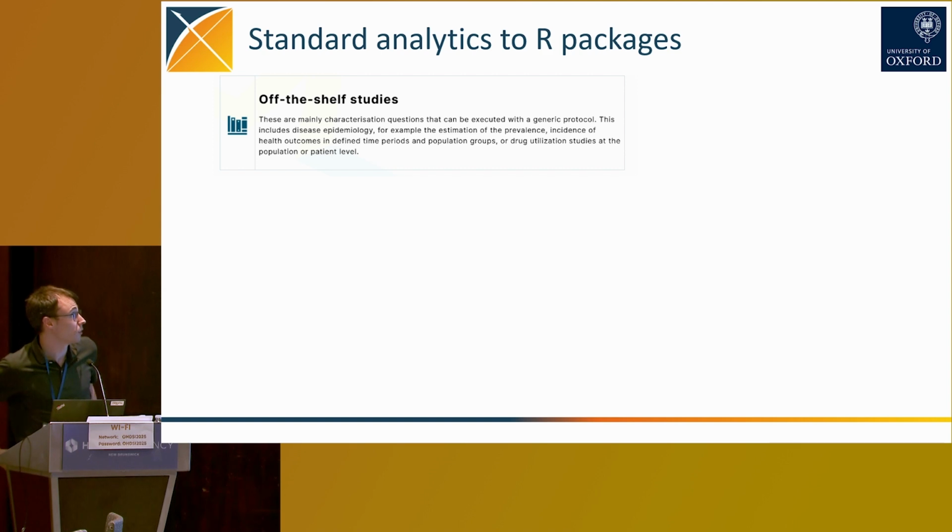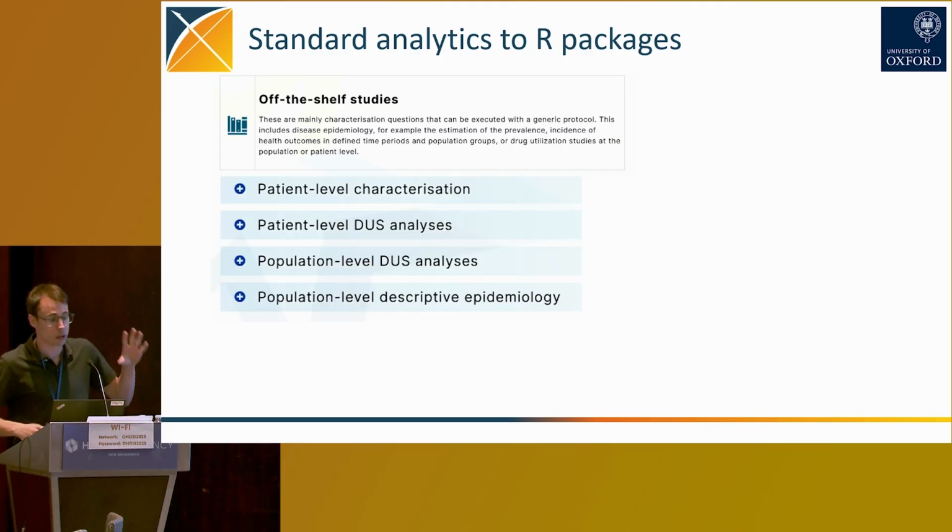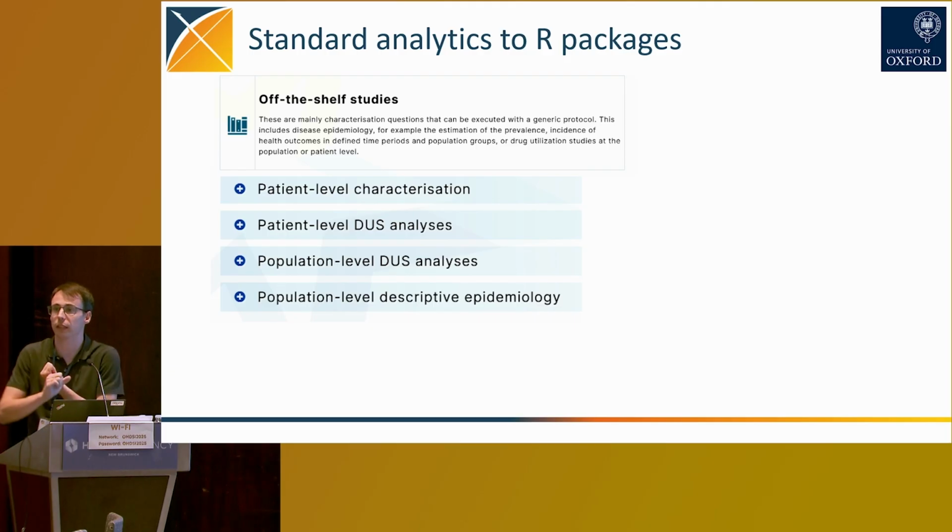what do we do in these off-the-shelf studies? As I was saying, they are studies that have been tabulated, and what you can ask is limited, and you can ask for 4 things. 1, patient-level characterization, like characterize a set of patients. I want the characteristics of patients who have dementia. I want the characteristics of patients who had venous thromboembolism, whatever.